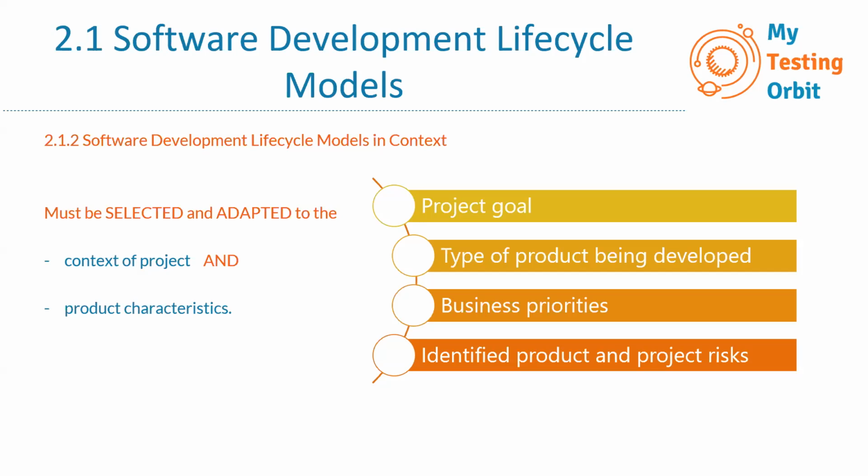On the other hand, a project risk will be that we are short of test resources, and based on that, the project which was supposed to be finished in 2 months will now take us 3 months to complete with the given resources. So that's how, depending on the identification of product and project risks, we can choose which SDLC model we should be using. I hope this part is clear.